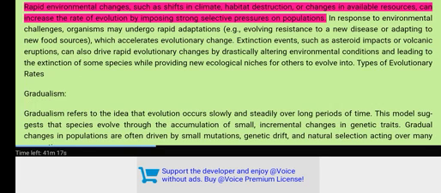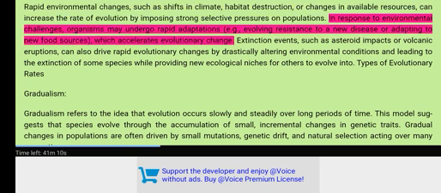Rapid environmental changes, such as shifts in climate, habitat destruction, or changes in available resources, can increase the rate of evolution by imposing strong selective pressures on populations. In response to environmental challenges, organisms may undergo rapid adaptations, e.g., evolving resistance to a new disease or adapting to new food sources, which accelerates evolutionary change.